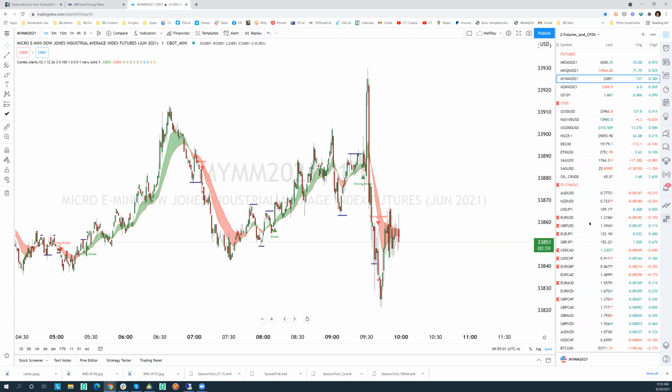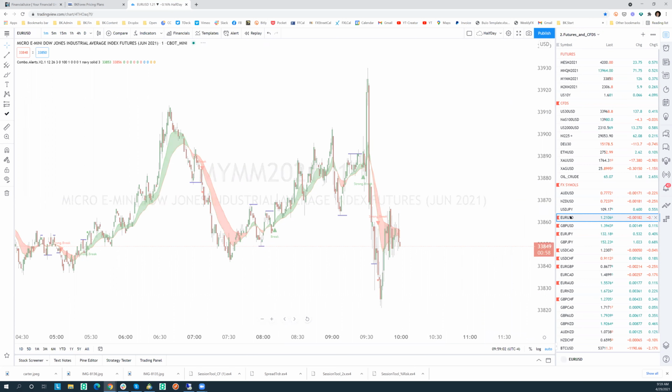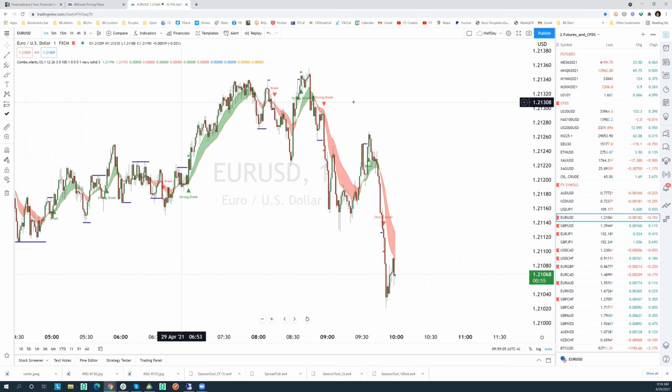Oh, and the euro gave back all of the moves too. I was trading the euro, had a nice big move, and then it just completely gave it all back. Just gave it all back.